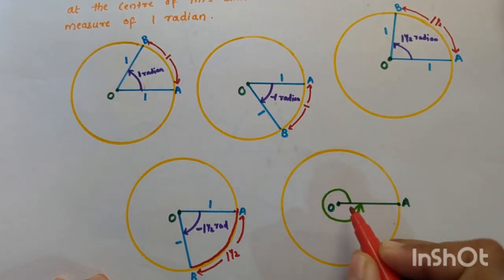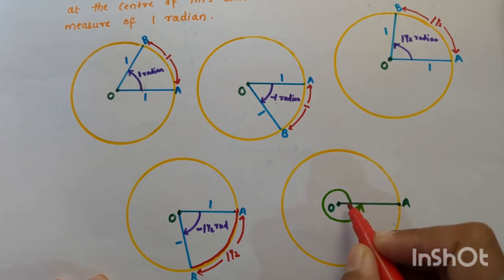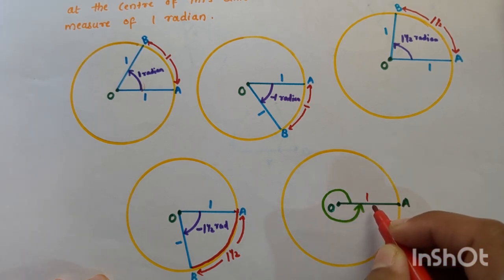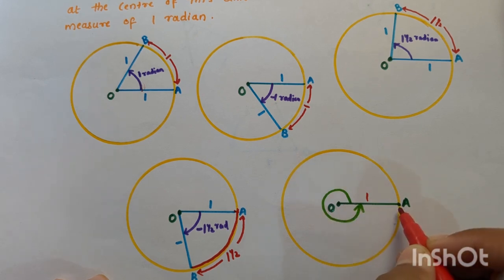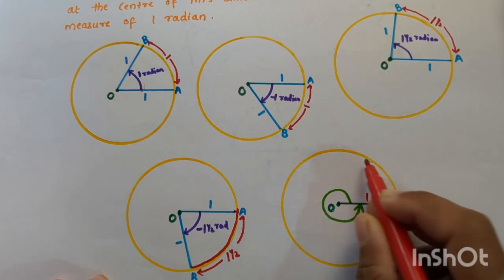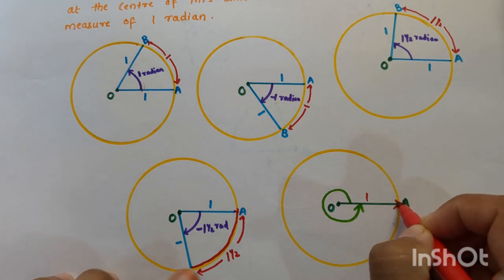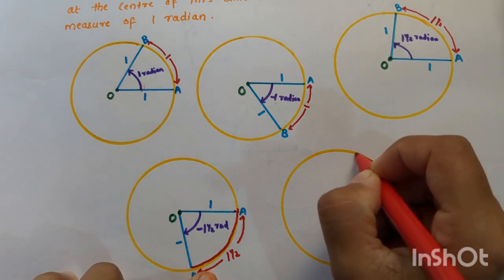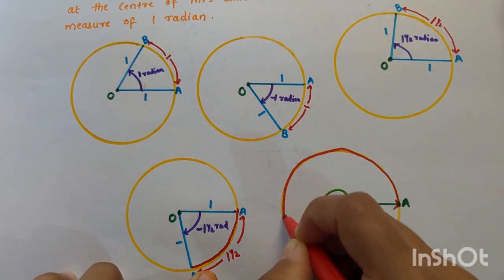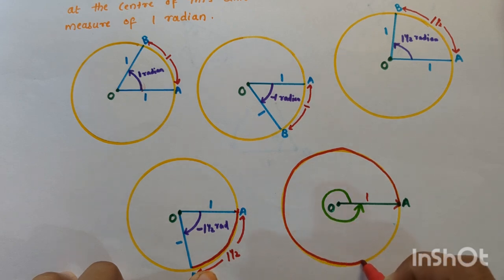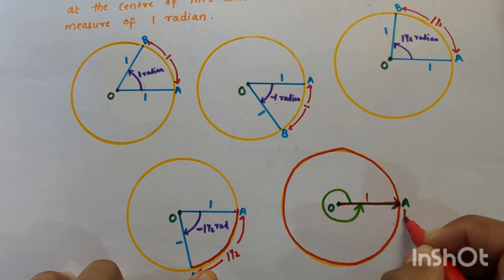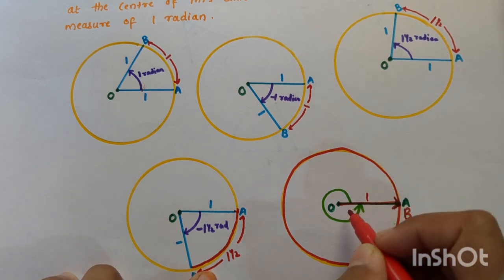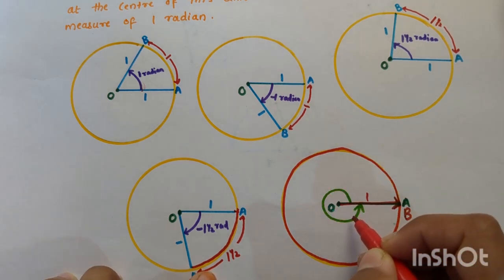Now consider a unit circle. Unit circle means its radius will be 1 unit. If we consider one complete revolution of the initial side, OA is the initial side. OA will start rotating from here, then after one complete revolution, it will reach here. So the final side also will be along this OA. So the corresponding angle will be what? 2 pi radian.